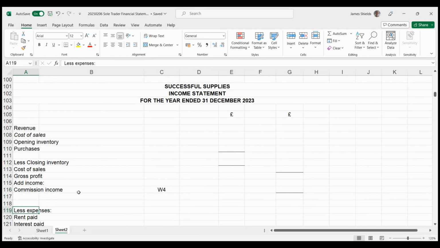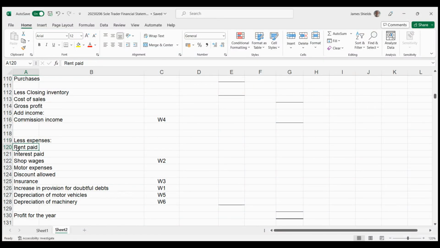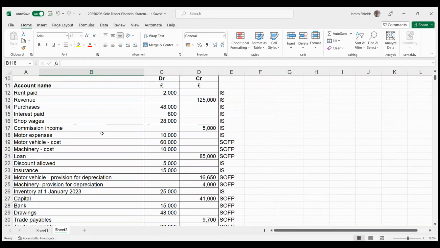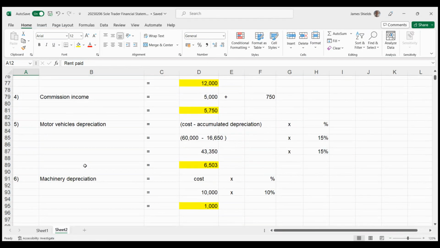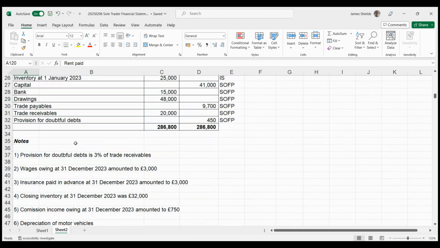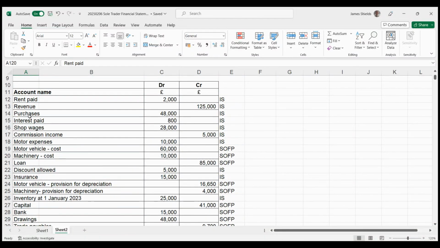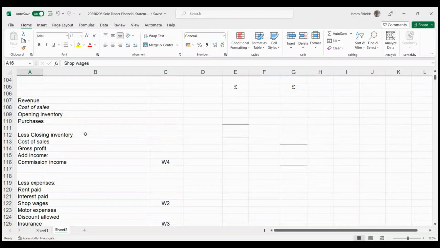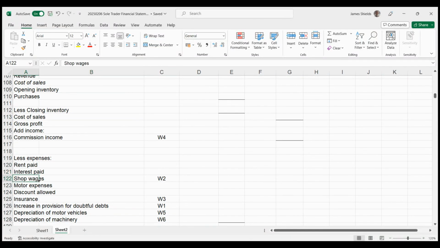Now for expenses, the way I do the expenses, I've got them in an order here. The order is taken straight from the trial balance. So I go to the trial balance, and the first expense is rent paid. So that's my first expense in the expenses section. I then go down my trial balance. Purchases is my cost of sales, then we've got interest paid and shop wages. So they're my next two: interest paid and shop wages.